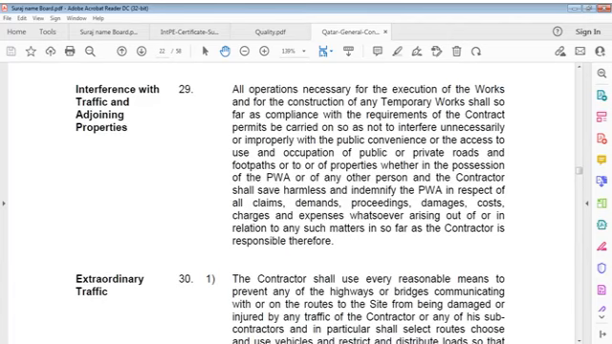person. And contractor shall save harmless and indemnify client in respect of all claims, demands, proceedings, damages, costs, charges, and expenses whatsoever arising out of or in relation to whatever such matters insofar as contractor is responsible therefore. Interference with traffic and adjoining properties. So it's a very clear clause. Once again, write it for clarification.